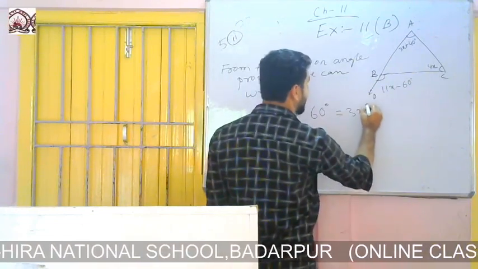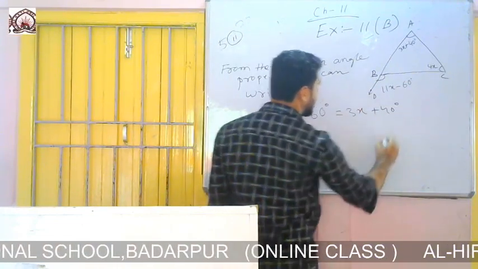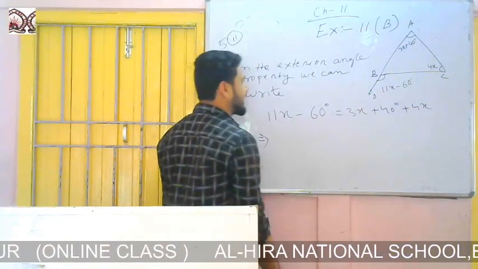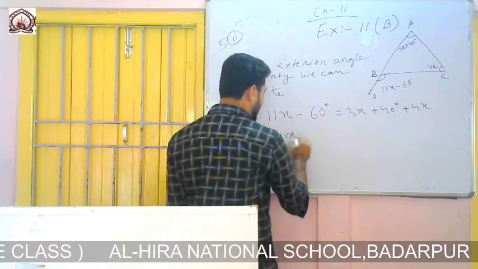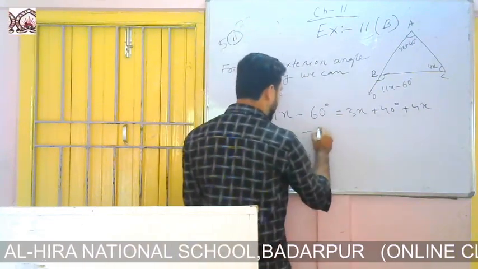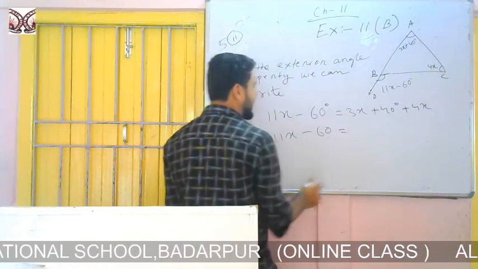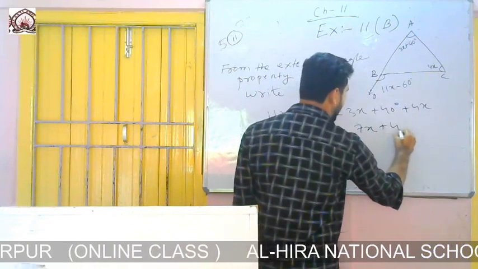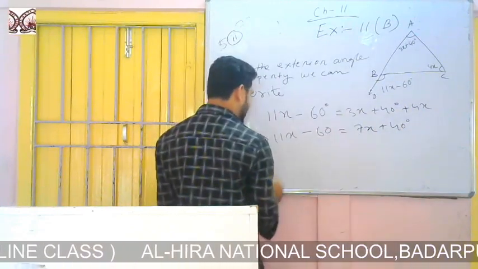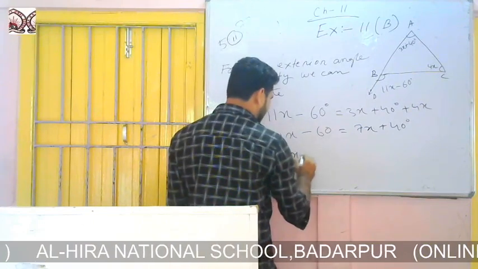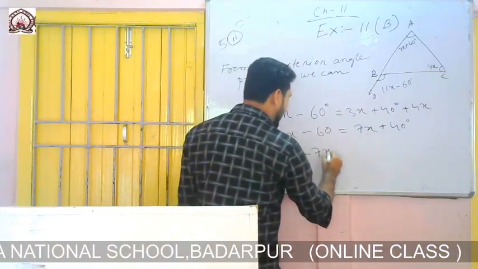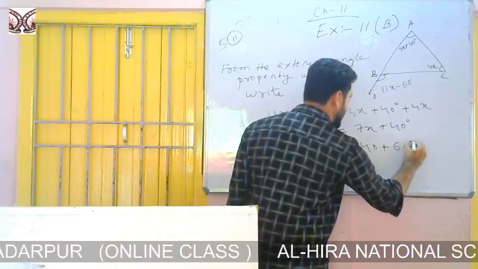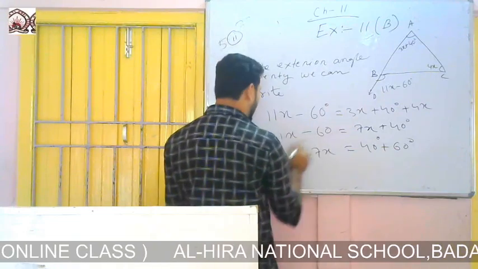That means thrice x plus 40 degrees plus 4x. So from there I can find x. Now 11x minus 60 degrees equals, if I add, thrice x plus 4x equals 7x, here 40 degrees. So here 11x, if I take to the left side, it becomes minus, and here 40 degrees plus 60 degrees. If I take to the right side, then it will become 60 degrees.